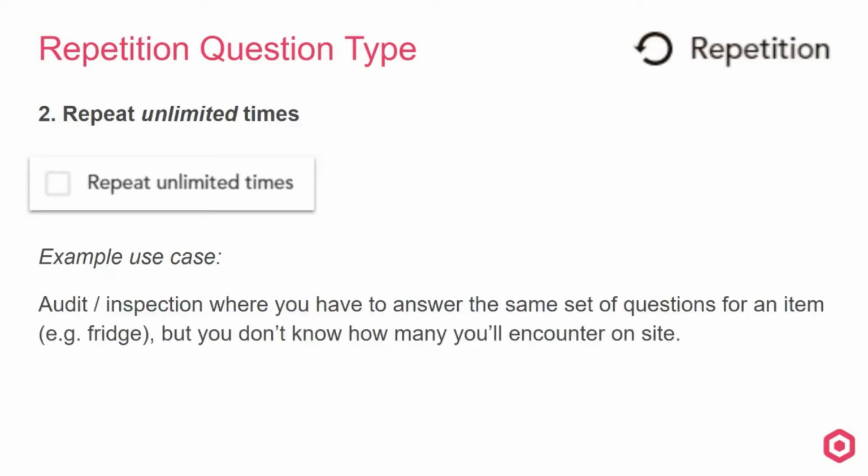The unlimited times is really useful when you're carrying out an audit or an inspection and you want to ask those same questions, like what is the fridge identifier, what is the temperature of the fridge, but because you're carrying out an audit, you perhaps turn up on site and you don't know how many fridges there will be. So it enables the user to say, I want to answer those questions again, and they can keep answering those questions until they've completed them for all of the fridges at a site.